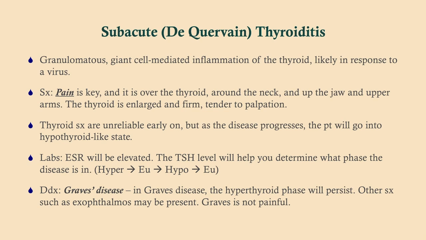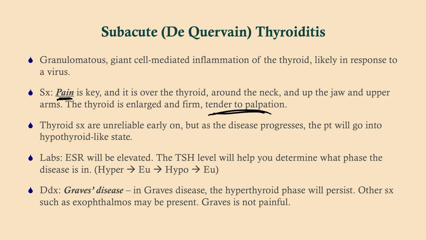It can happen in anyone, but it tends to happen more in women. The key here is that this is a painful thyroiditis, and there aren't many of them. So they have pain around the neck, the jaw, the upper arms, just mainly in the neck though, and you'll feel the thyroid, and it'll often be enlarged and firm, and very important, tender to palpation. So if you have a patient coming in either with hypothyroid symptoms or hyperthyroid symptoms, or just a painful goiter, you need to think of subacute thyroiditis.